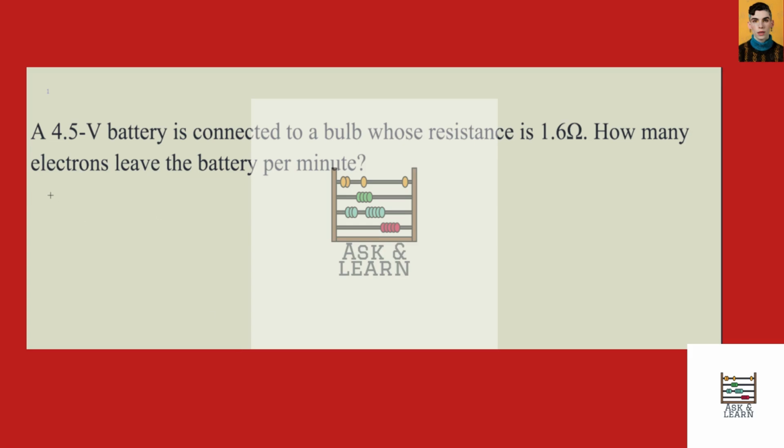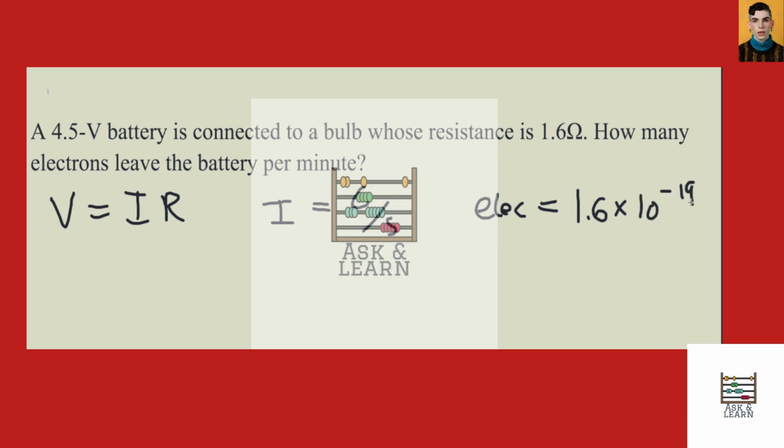Okay, so we're going to start from the relationship between voltage or potential difference, current and resistance. So we have voltage is equal to current times resistance, so V equals IR. It's a pretty standard equation. We're also going to use the equation that current is equal to coulombs per second, and the charge of one electron is equal to 1.6 times 10 to the minus 19 coulombs, so C.